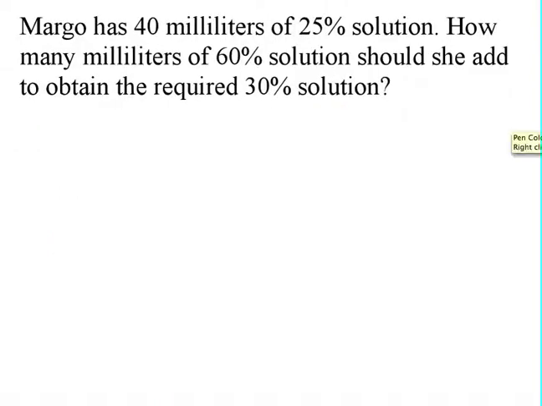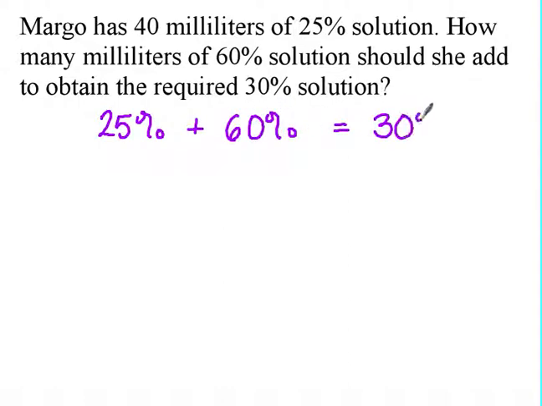Margot has 40 milliliters of a 25% solution. How many milliliters of 60% solution should she add to obtain the required 30% solution? So what are my percents? 25 plus 60, and that's going to equal 30.